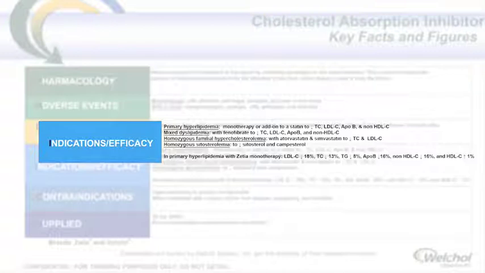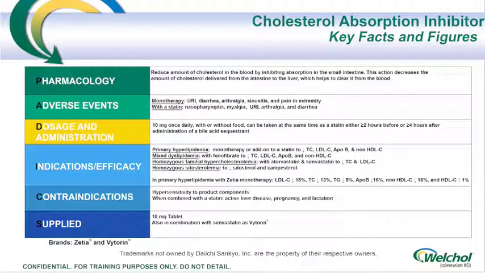Used in patients with homozygous familial hypercholesterolemia to reduce elevated total C and LDL-C in combination with atorvastatin or simvastatin. Used in patients with homozygous cytosterolemia to reduce elevated cytosterol and composterol. Its limitations of use include the effect of Zetia on cardiovascular morbidity and mortality has not been determined, and Zetia has not been studied in Fredrickson type 1, 3, 4, and 5 dyslipidemias. Efficacy will be discussed on the following slides.